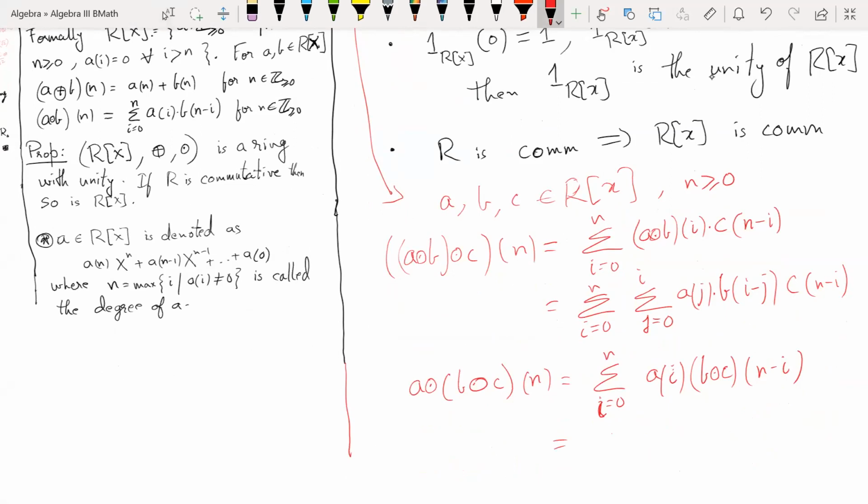So the sum over i equals 0 to n of A_i times (B·C)(n−i), and of course you expand this part as well. So this is the sum over i equals 0 to n, and the summation over j equals 0 to n minus i. So everything is sort of changed. A_i, and this is the ring product, A_i times B_j times C_{n−i−j}. So this is what the definition says.